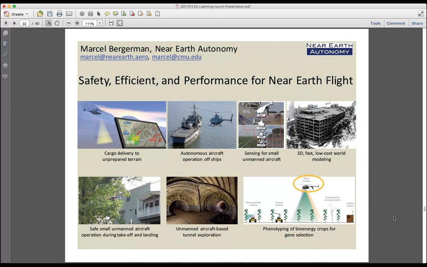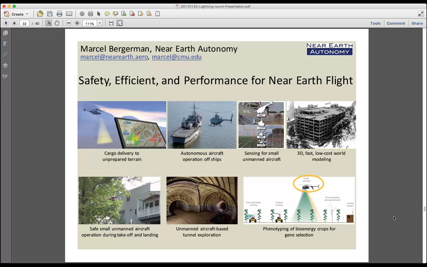Okay, that's me. I'm Marcel Bergerman, as everybody has figured out by now. Even though I do continue sending emails for the AgRobotics TC from my CMU account, I'm no longer a CMU faculty for a couple of years now, since I've been running this small business near Earth Autonomy in Pittsburgh for about 4 years now. And our company is essentially about making aerial vehicles autonomous, safe, and easy to use, and practical and useful.